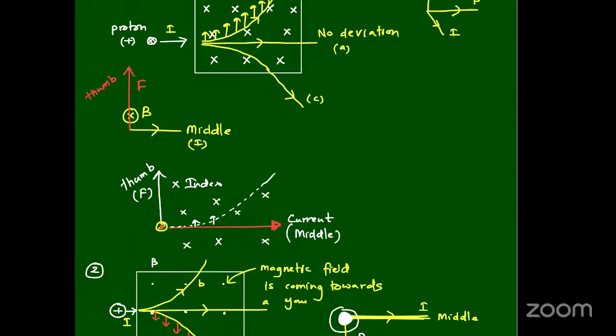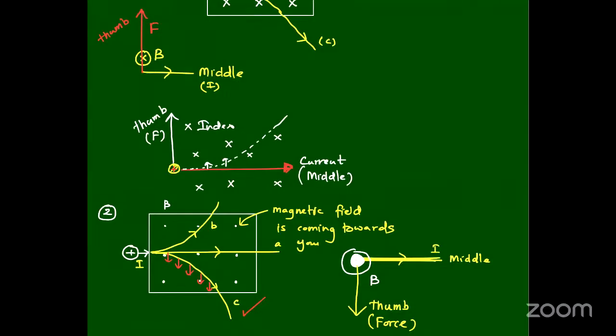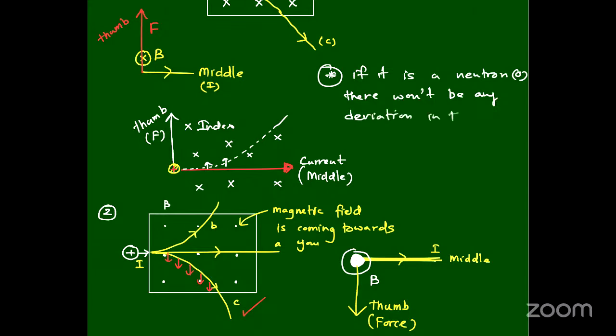So I'll write down that also. If it is a neutron having the charge 0, there won't be any deviation in the path. There won't be any deviation in the path.